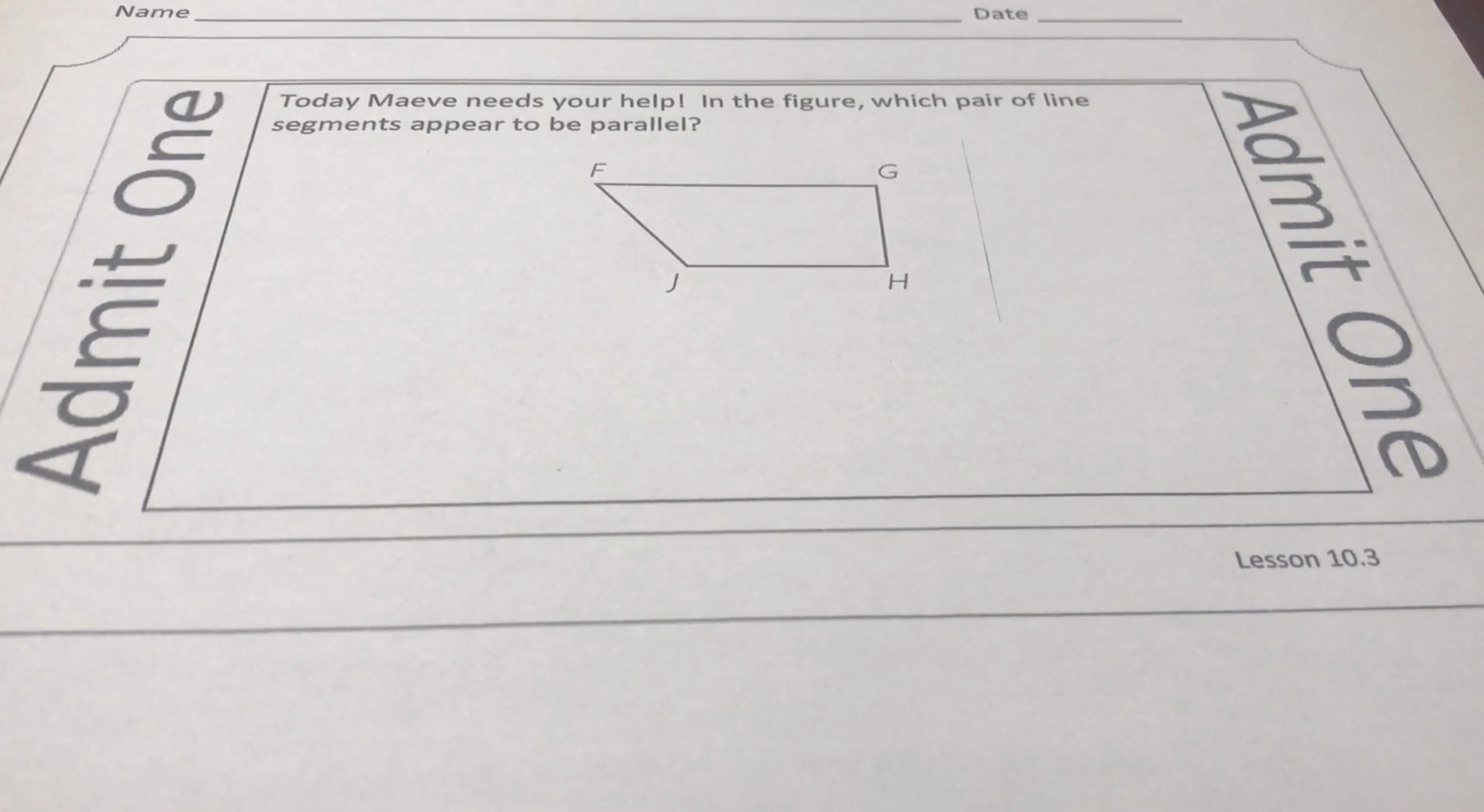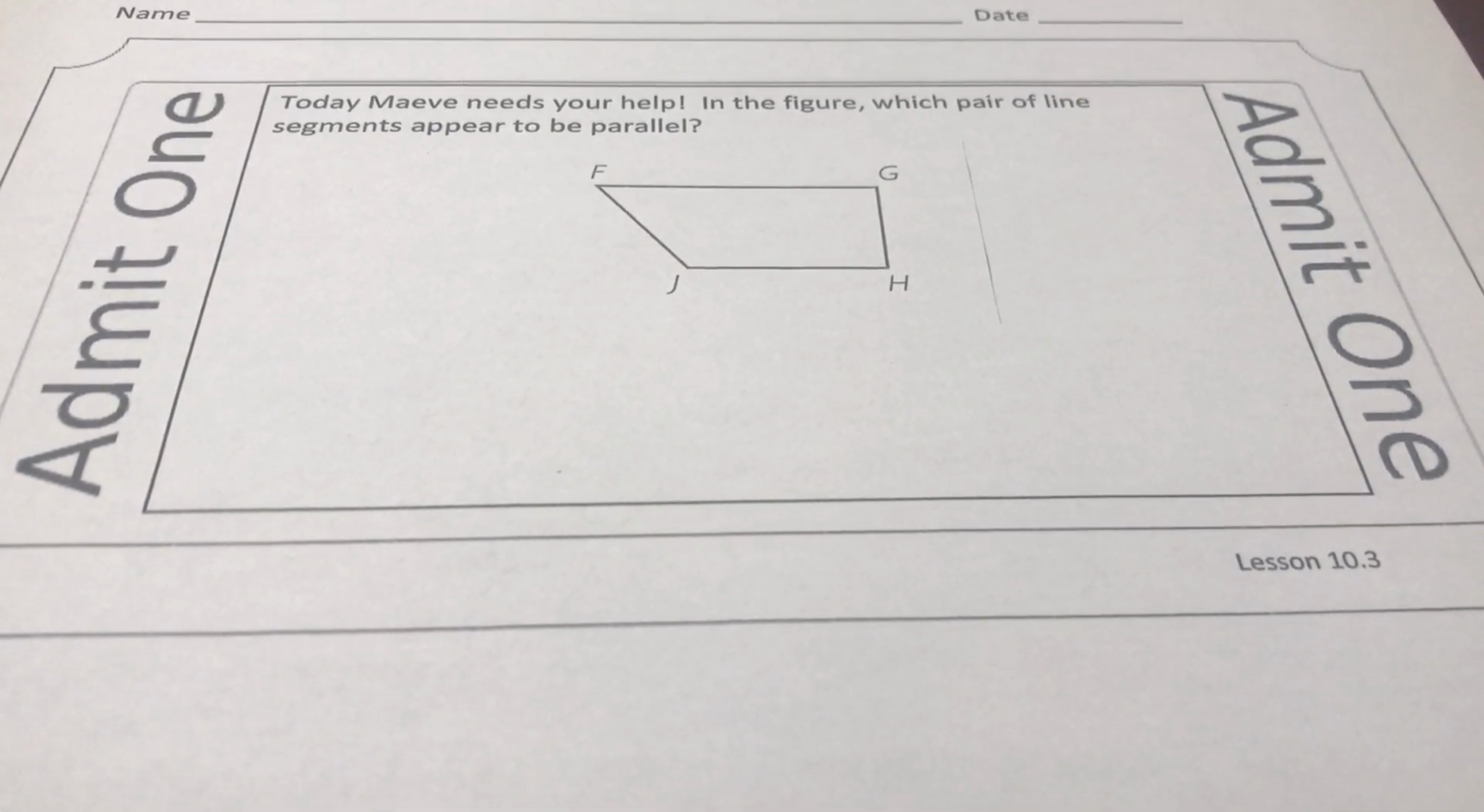We are going to start off today's math lesson like we always do in class. We're going to look at a ticket in. So let's look at the problem of the day. Hopefully you had a chance to go in and either take a look at it or print it out, but I have mine in front of me. So Maeve, you're the star of the day. And it says today Maeve needs your help. In the figure, which pair of line segments appear to be parallel?